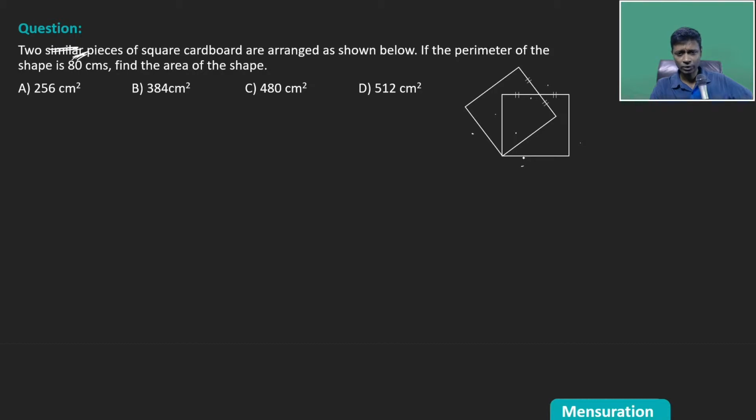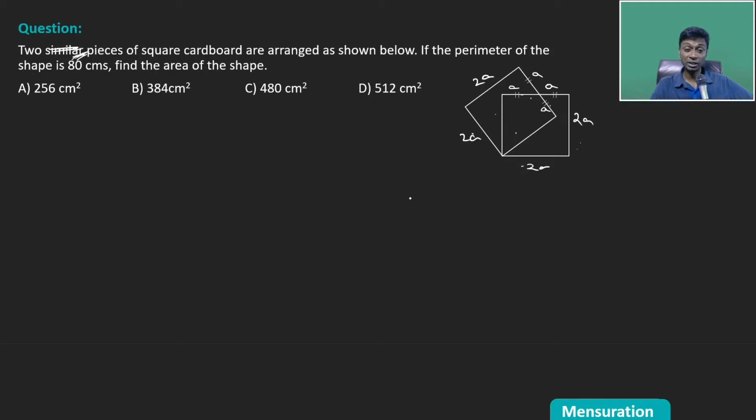So what are we going to do? We're thinking about the perimeter. We're told that these are equal, so I'm going to say let the equal parts be A. Let this be A, this be A, this will be A, this will be A. So this side will be 2A, 2A, 2A, 2A.